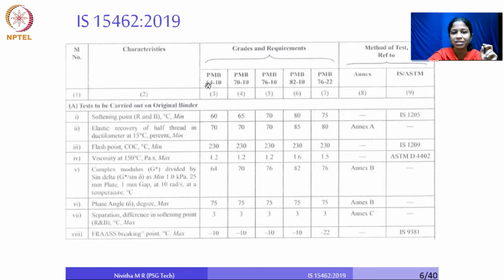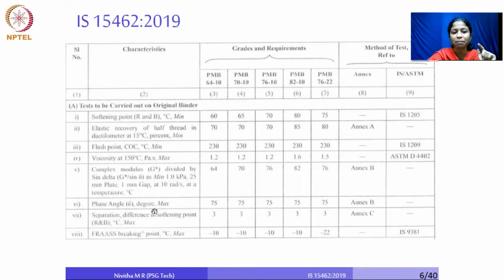Say, for example, I have 64 minus 10. The G star by sine delta value should be a minimum of 1 kilopascal at 64 degrees. If I take a 76 minus 10, it should have a minimum of 1 kilopascal value at 76 degrees. As you're aware of, this G star by sine delta value will keep decreasing as temperature increases. Right? So depending on the specific grade, it has to be tested at that particular temperature.